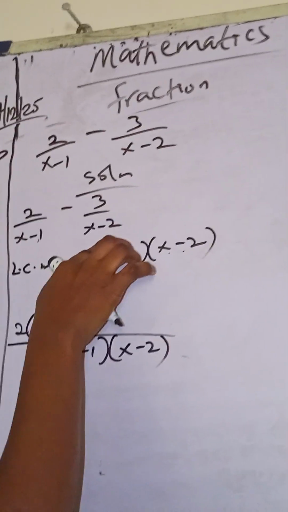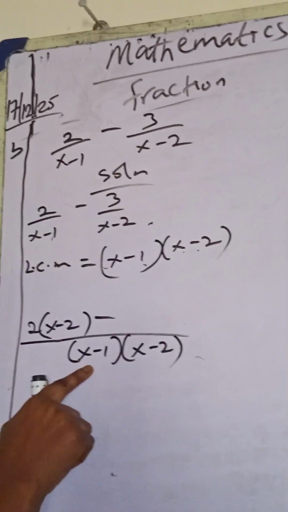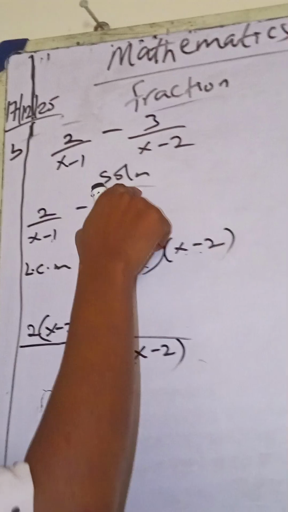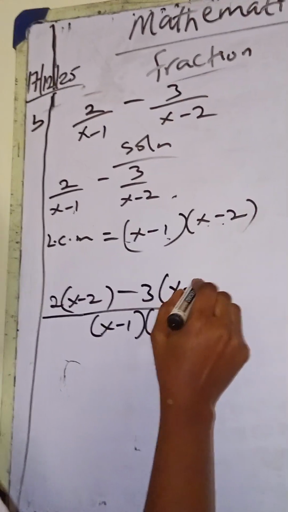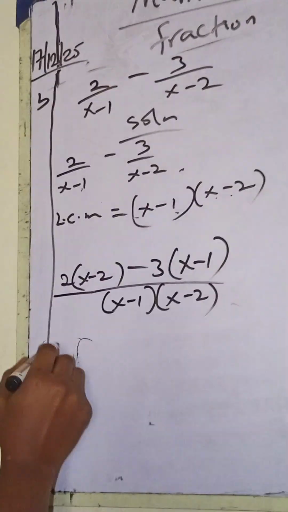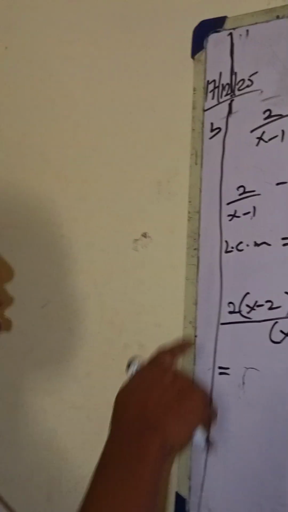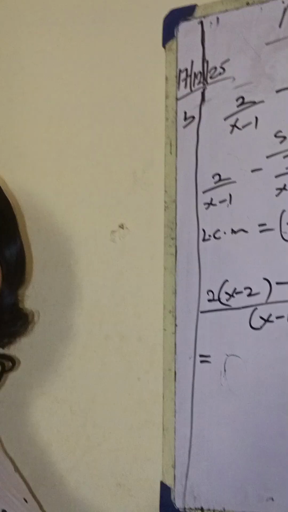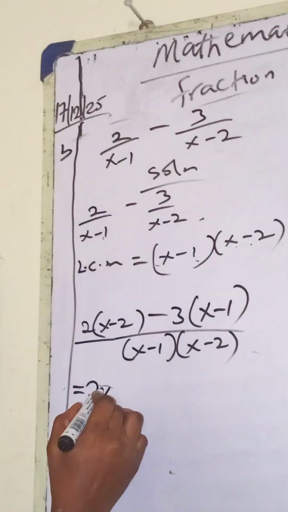Minus, use your LCM to divide the denominator here. So use x minus 2, cancel x minus 2. What is left is x minus 1. So times it with your numerator, which is 3, open bracket, x minus 1, close your bracket. Then when you get to this stage, the next thing you are going to do, we are going to use the expansion method. We are using the number outside to multiply what is inside the bracket.